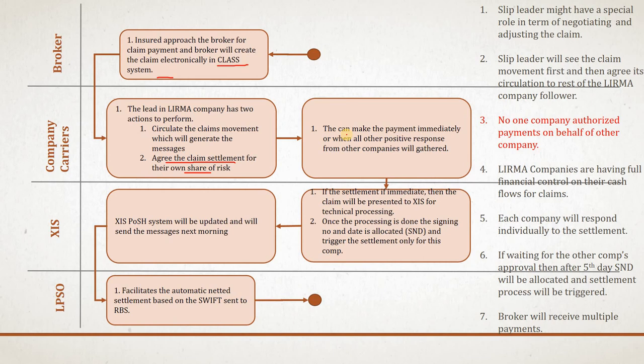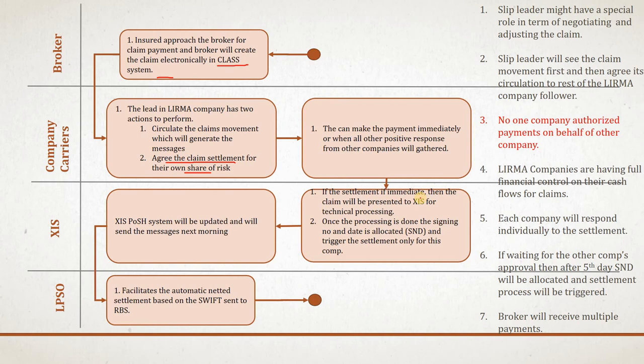So everybody can authorize their own claim, or they can think, okay, let's wait and see when the other followers are agreeing about the claim. So they can immediately start their own settlement, or they can also wait for others so that they can have a combined settlement. So this is also one of the differences.